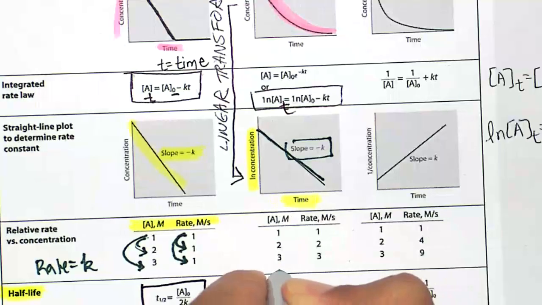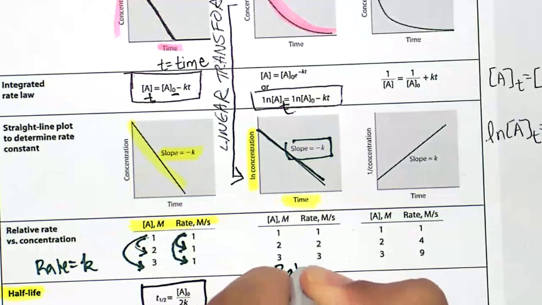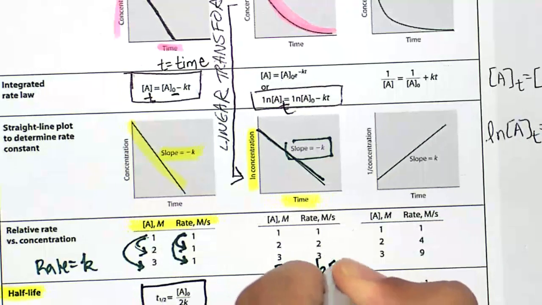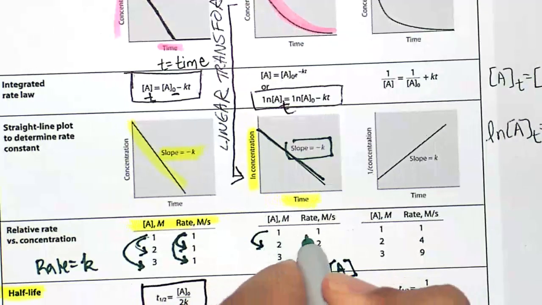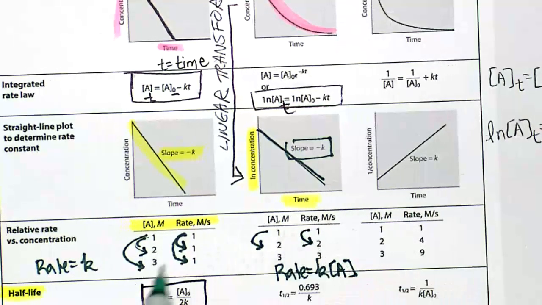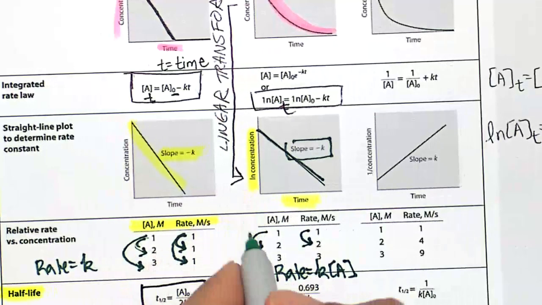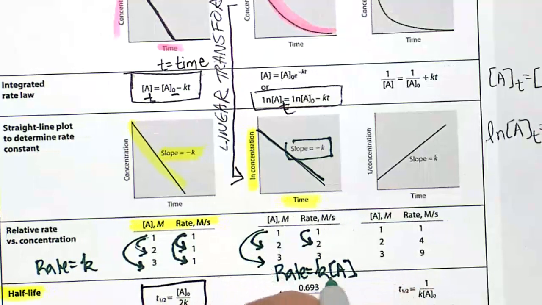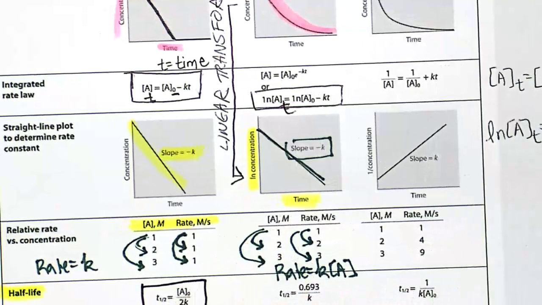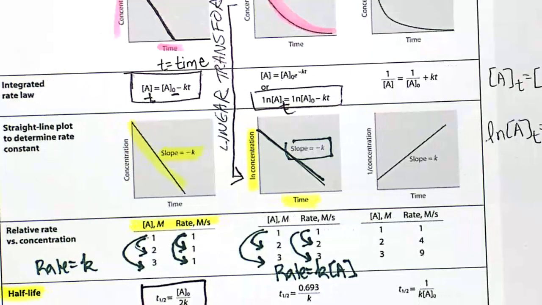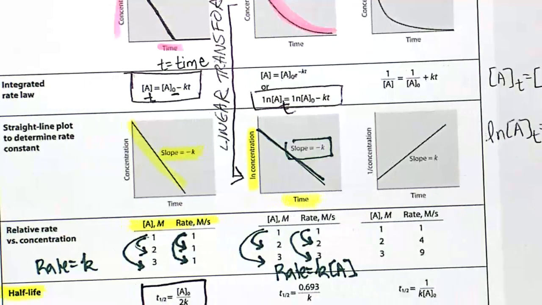If A decays with first order kinetics with respect to reactant A, what happens if we double A? We double the rate. What happens if we triple A? Triple the rate. So this is in contrast with zero order decay with respect to A. This is first order decay with respect to A.